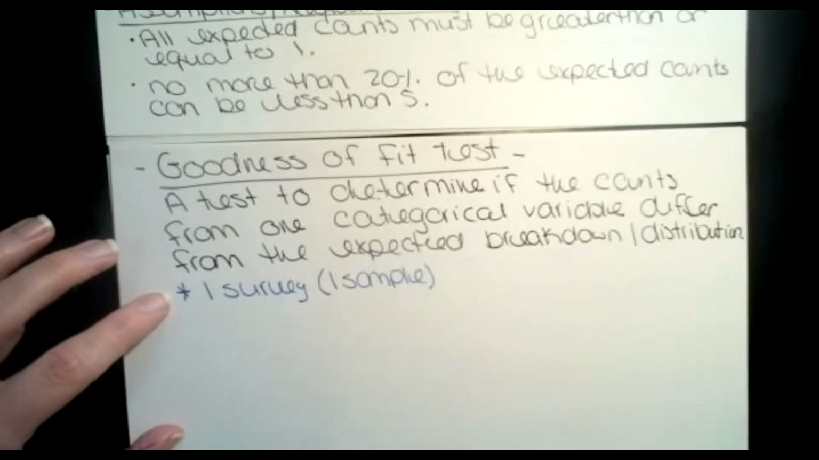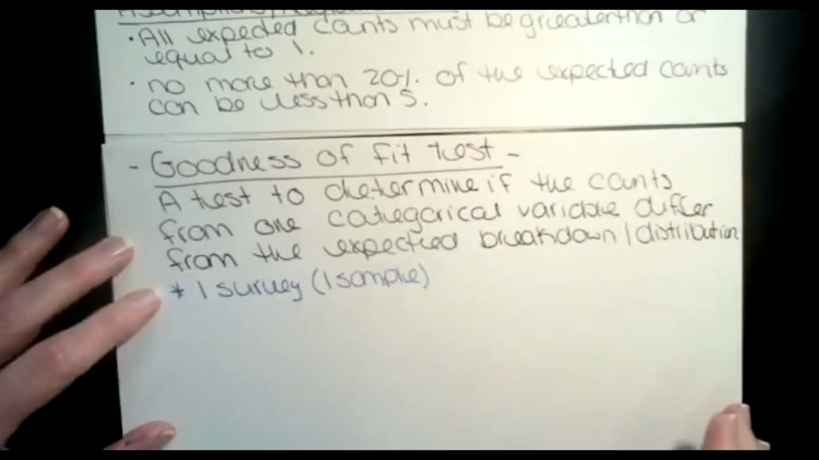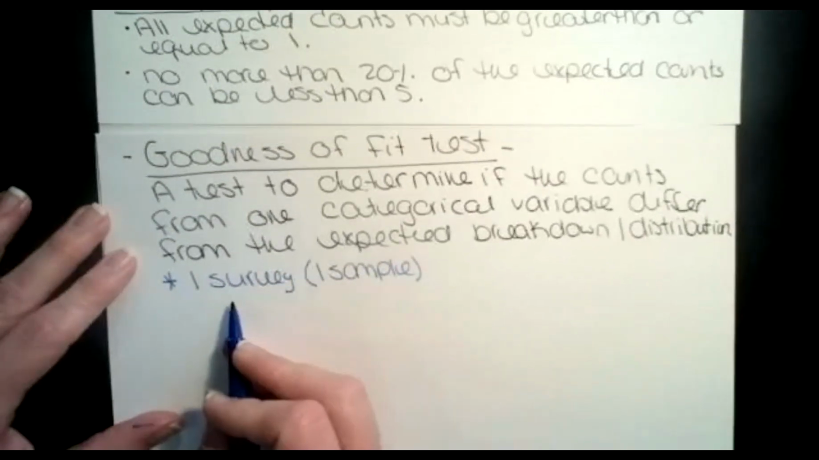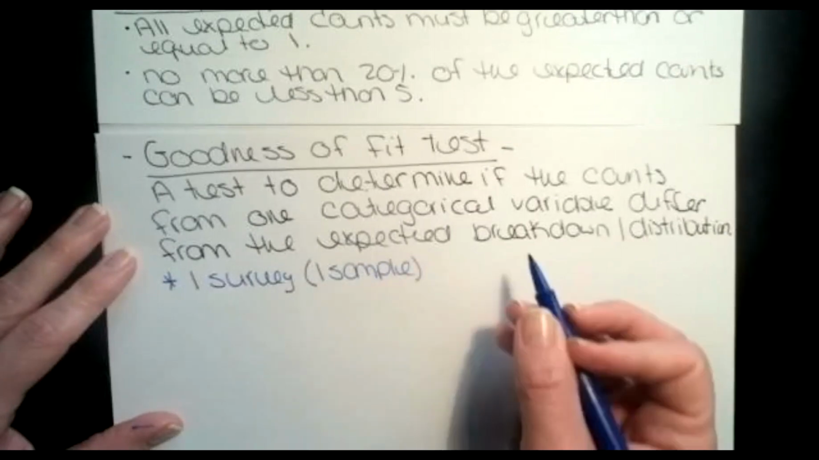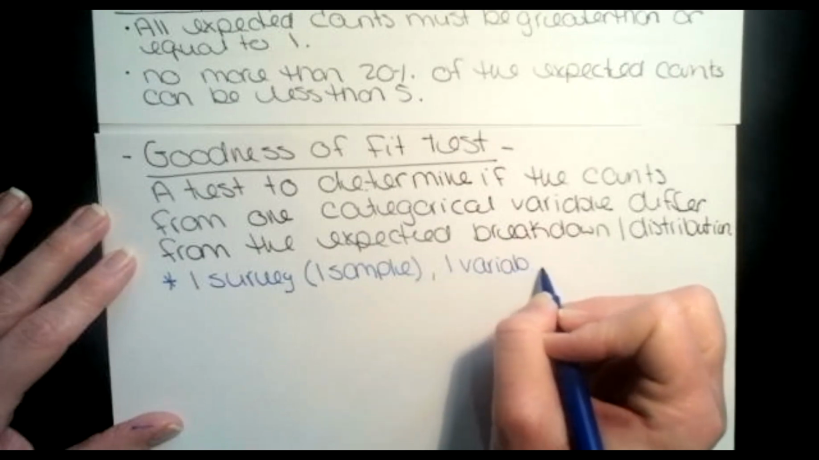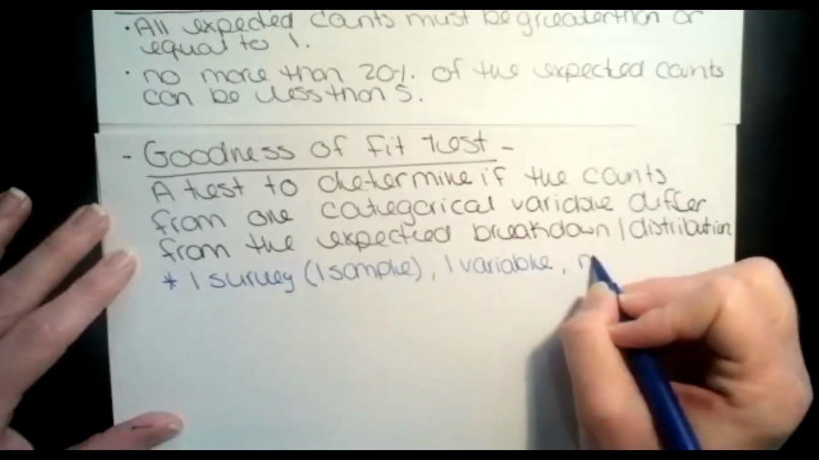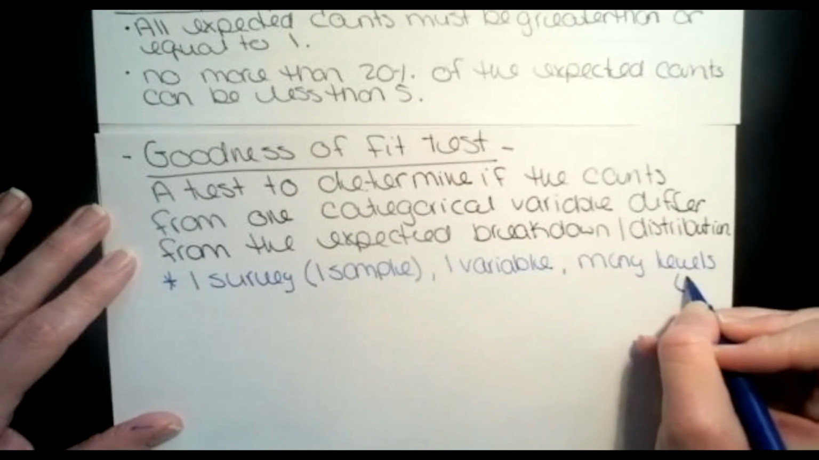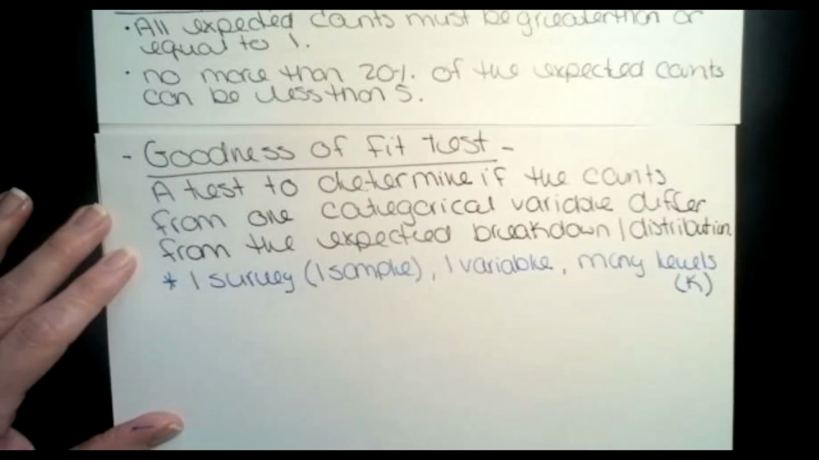So that's now something new we have to start looking at and paying attention to: how many samples we have, like how many populations are we studying here? Okay, it's one survey, so we get one sample and we're studying one variable, but many levels. And my levels are K. Okay, so that's new.